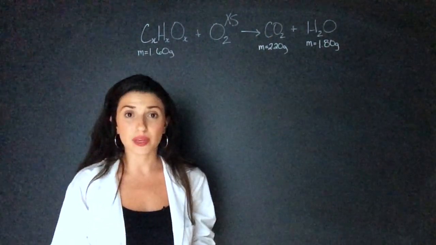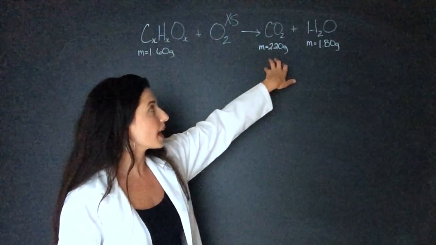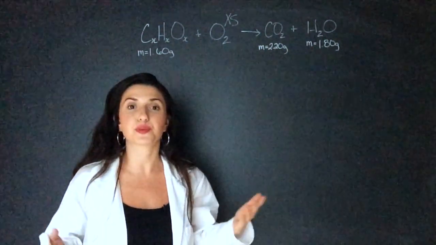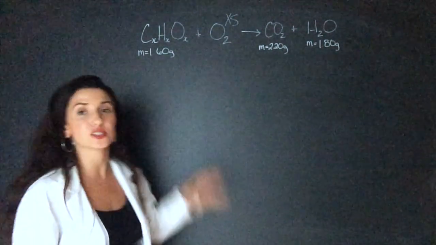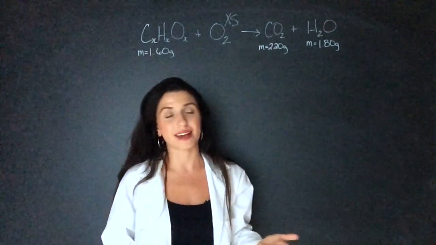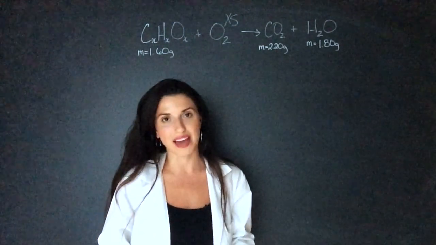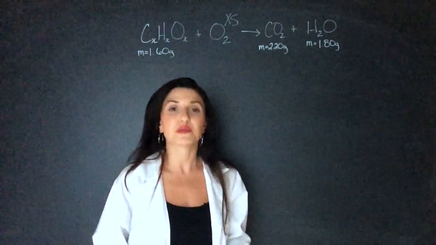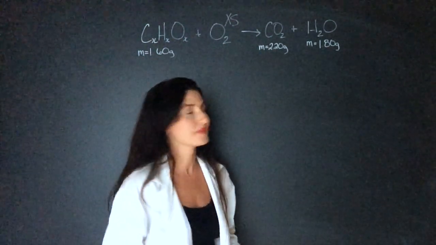The first thing we can do with this information is find out how much carbon and how much hydrogen is produced, and use that to find how much carbon and how much hydrogen we started with. Now, these are in mass, and like most of our problems, we cannot do anything with mass. We have to find the moles. So I'm going to use the moles equals mass over molar mass equation.